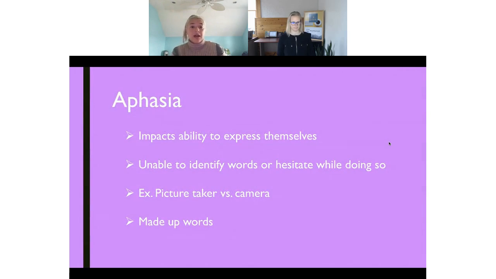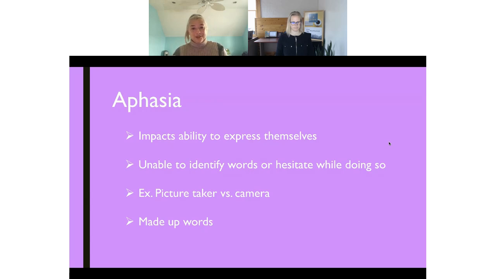Aphasia impacts the ability to express oneself. So, maybe not being able to match words properly in a sentence. Hello, my name is Nicole. Someone with dementia might not be able to put those words together, or might not be able to form that full sentence. Or if they do, they might struggle and hesitate greatly, especially as the disease progresses.